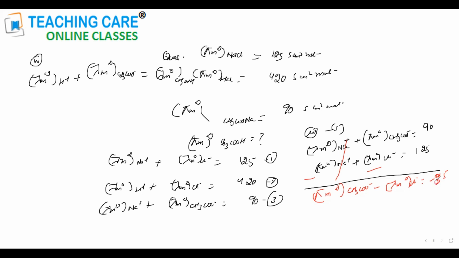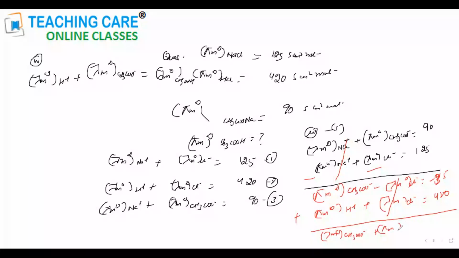Now, add to the second equation. When we add the second equation, molar conductivity of H plus ion plus molar conductivity of Cl minus ion equals 420, so the Cl minus will get cancelled out. We get the required equation: CH3COO minus plus H plus equals 385. Got it? Yes, sir. This is how we are going to calculate. Okay?